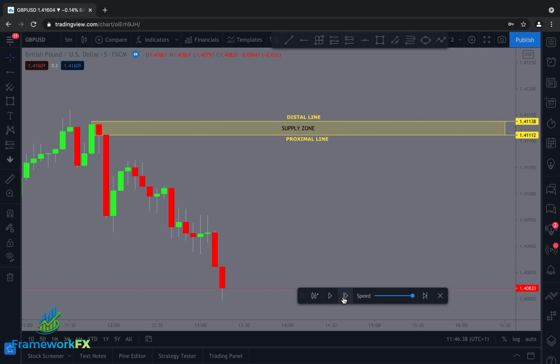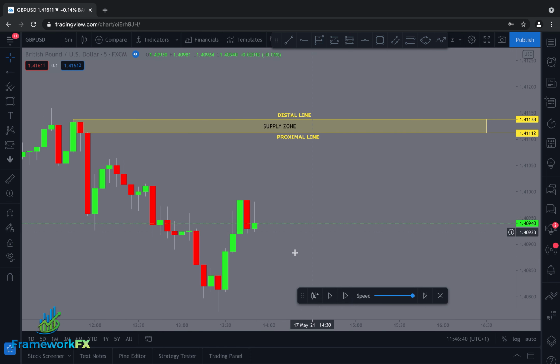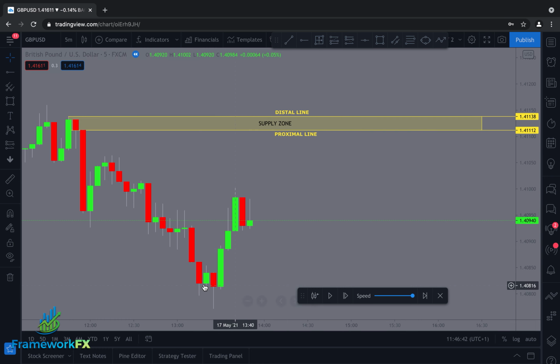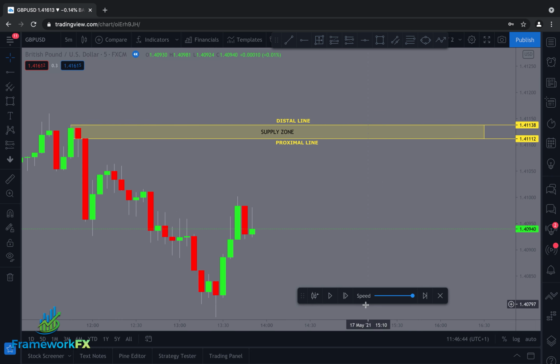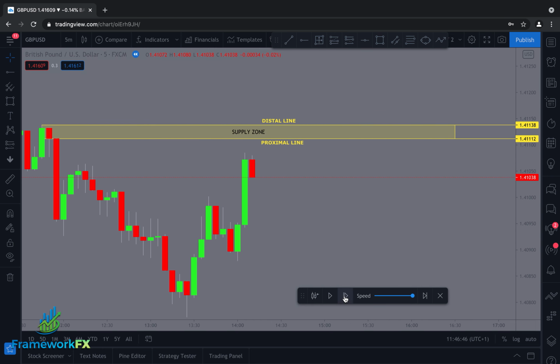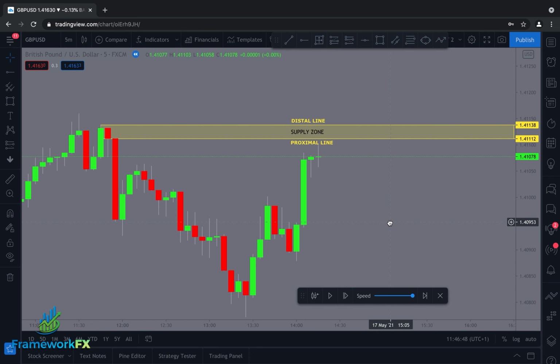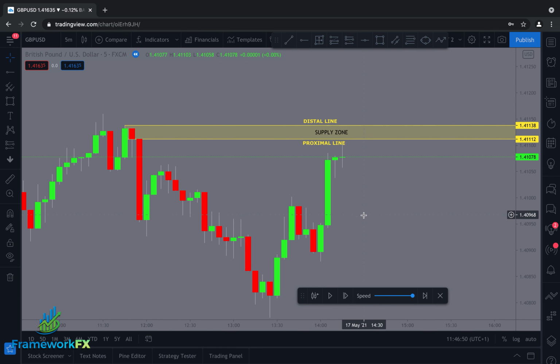So we do get a bit of a push down, and if we were looking, and we will look at an example in a minute, where we'll look for double-sided zones to create perimeters, but let's see if this pushes back up here and gets a touch.